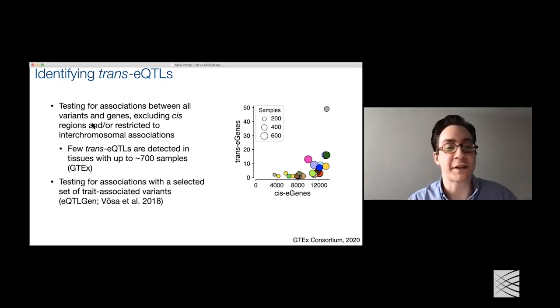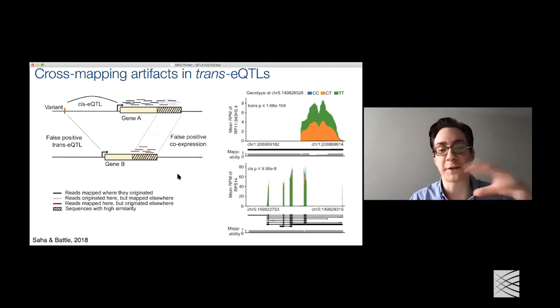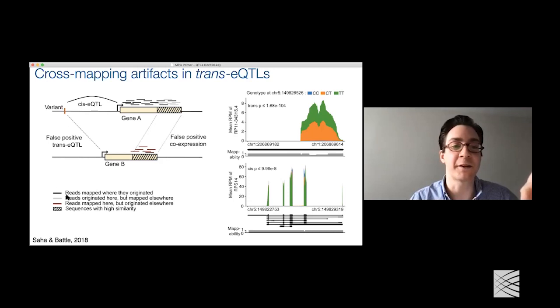But with sample sizes such as GTEx, we're still very underpowered to detect these effects. So we only detected a few dozen trans eGenes in GTEx. There are alternative strategies, such as the one employing eQTLGen, where, because of this more limited power, one can for example take trait-associated variants and specifically test those for trans effects. The reason I wanted to quickly bring up some details about trans effects is that if you're interested in conducting this type of association, there's an important technical confounder that needs to be corrected for. And I'll break for a question just after this.